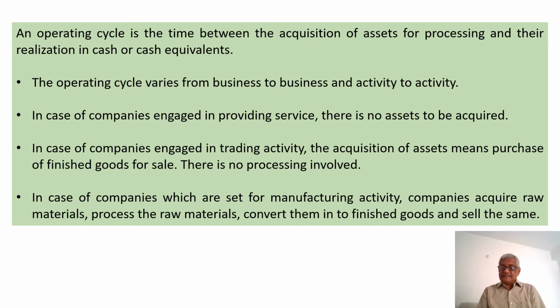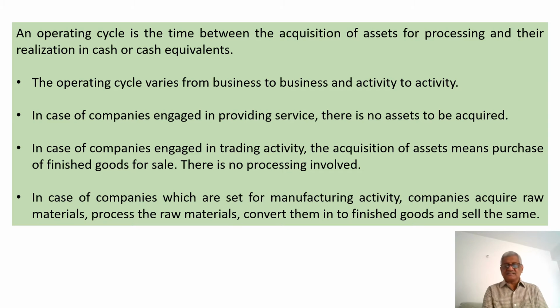In case of companies engaged in providing service, there are no assets to be acquired because he is only providing a service. But in case of a trading company, the acquisition of assets means purchase of finished goods for sale. There is no processing involved. Why? Because he acquires the assets, sells them, and collects the cash. But in case of companies set up for manufacturing activity, companies acquire the raw material, process the raw material, convert it into finished goods, and sell the same. So the activity makes the operating cycle vary from business to business.